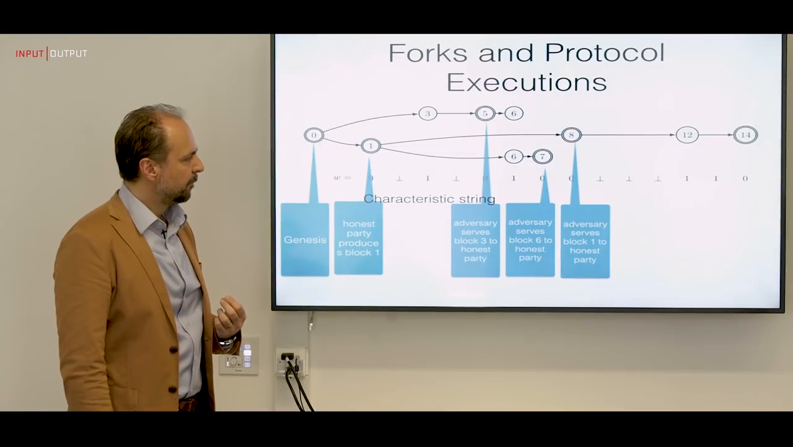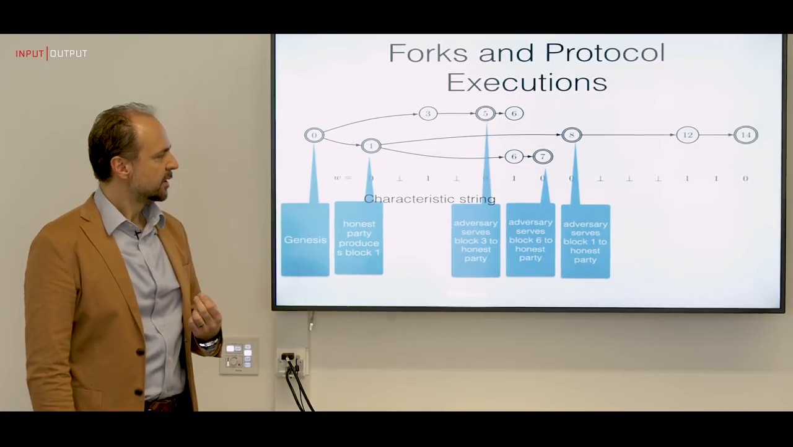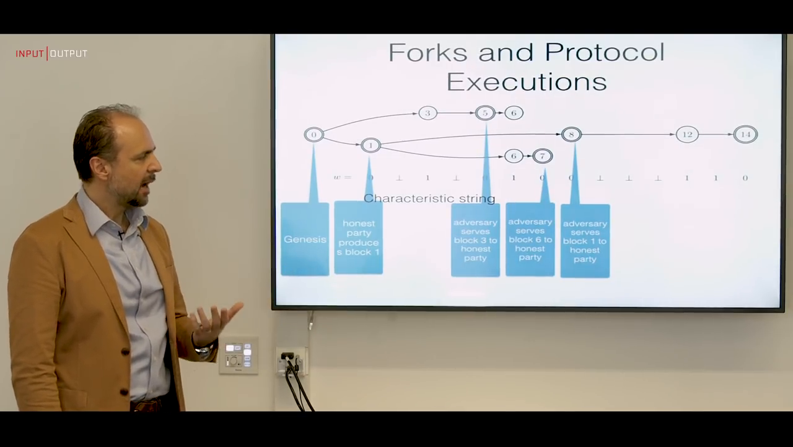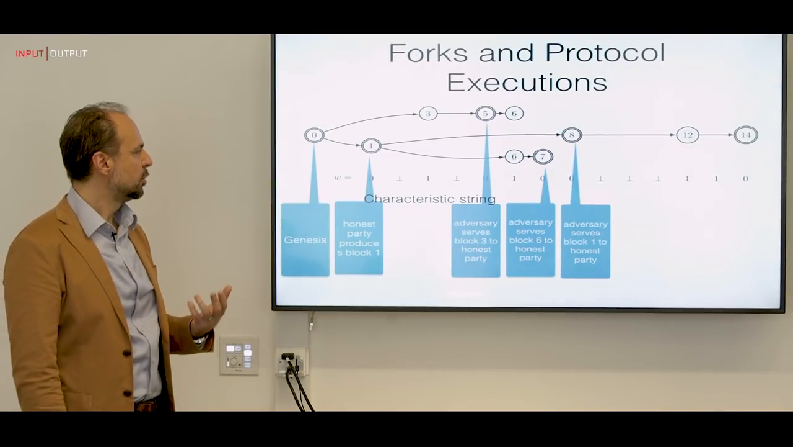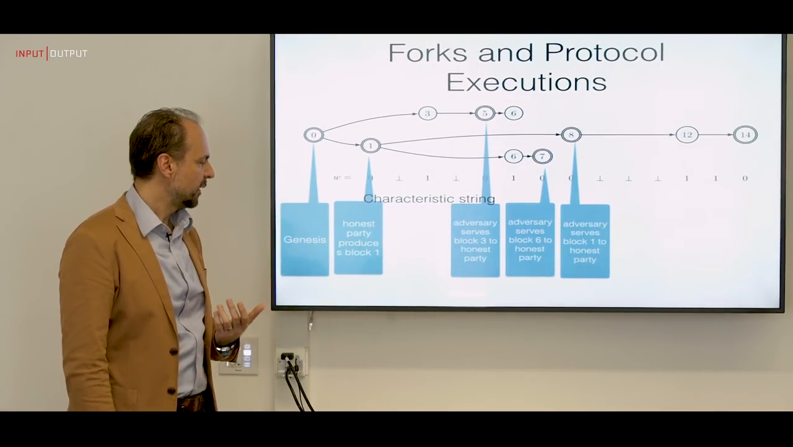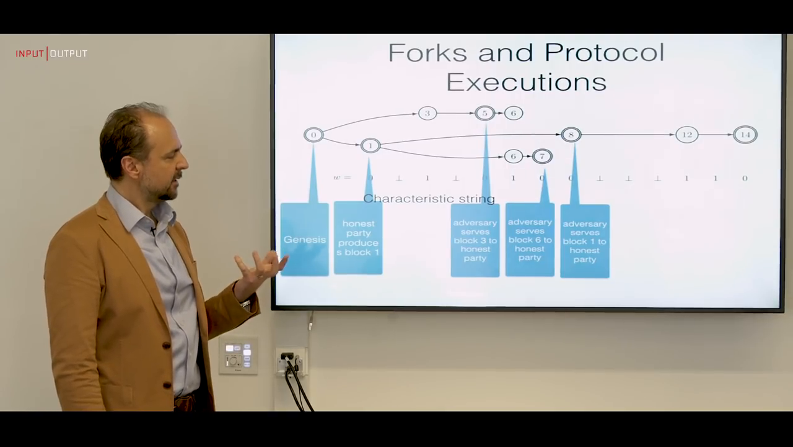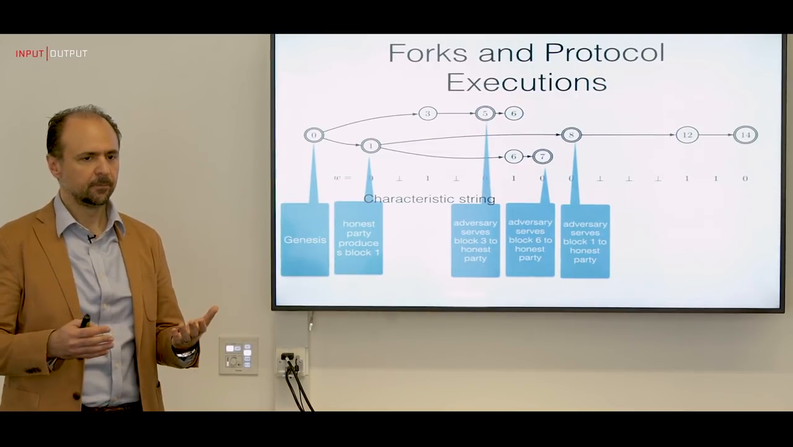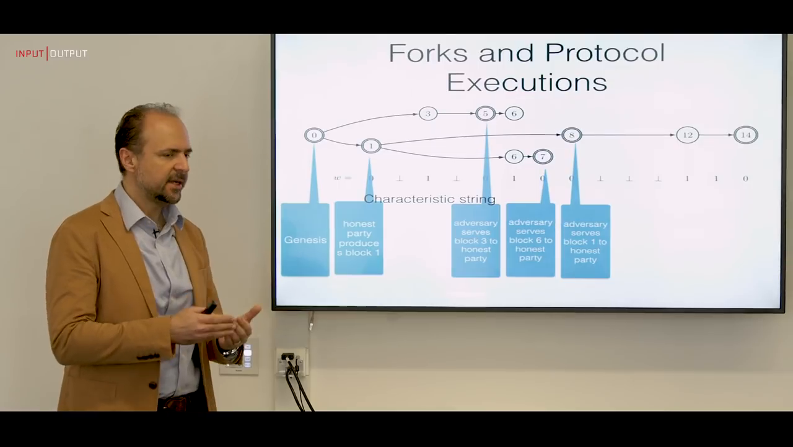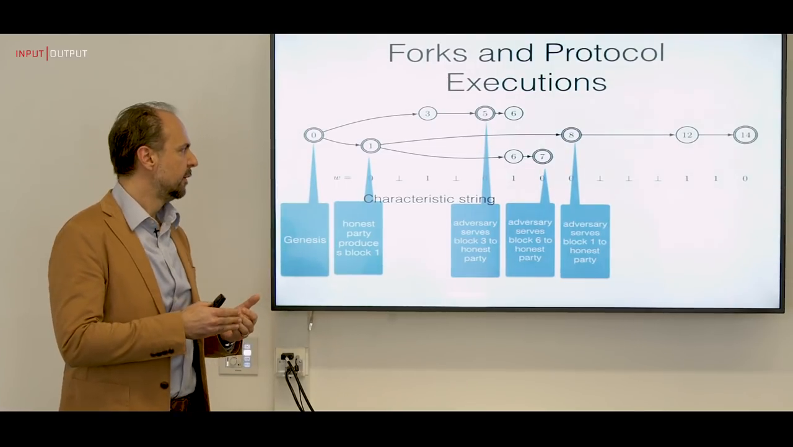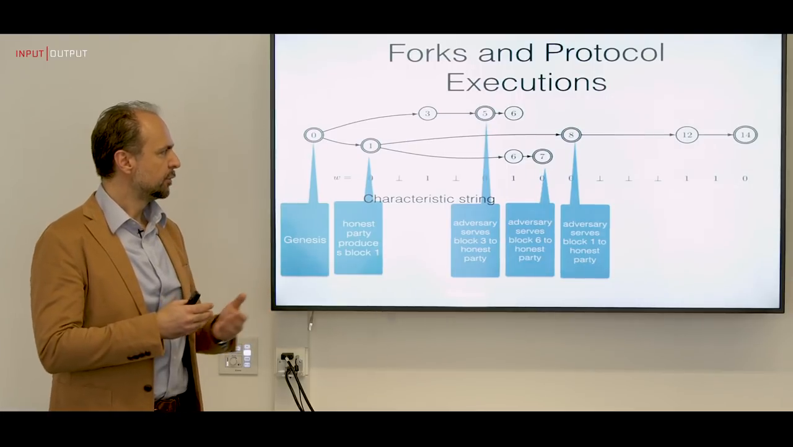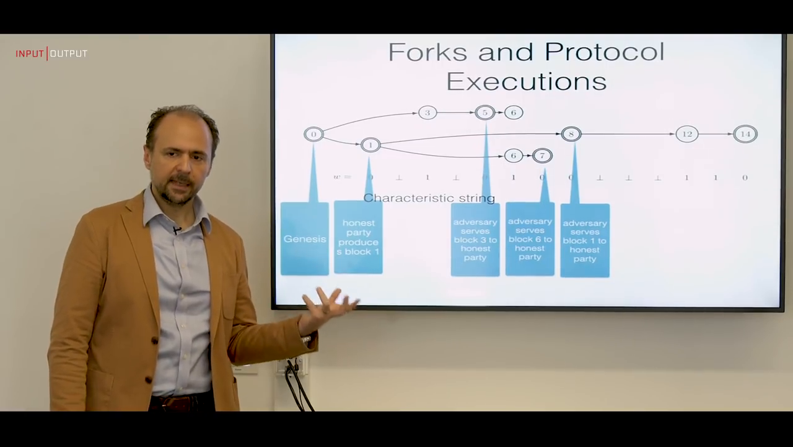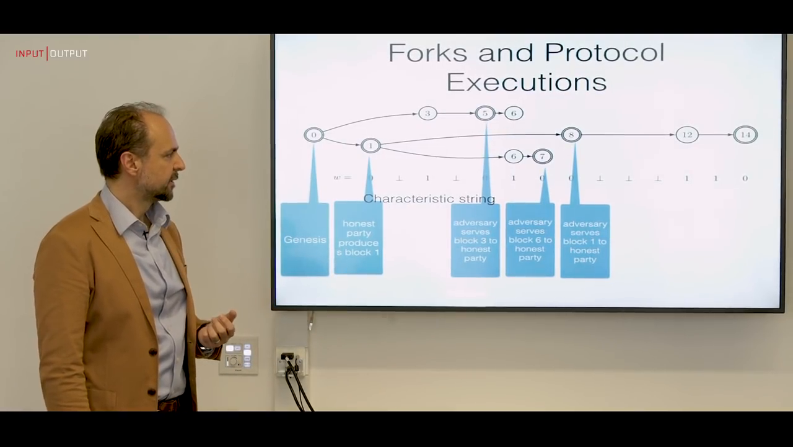Party eight. Observe here what happens. Here is a situation where you have honest parties at five and seven, but party eight chooses to extend the block one. What happened here is that the adversary could exploit network delay and have party eight receive the block produced by party one without seeing the blocks produced by parties five and seven. So here is a situation where network delay puts the adversary at an advantage.